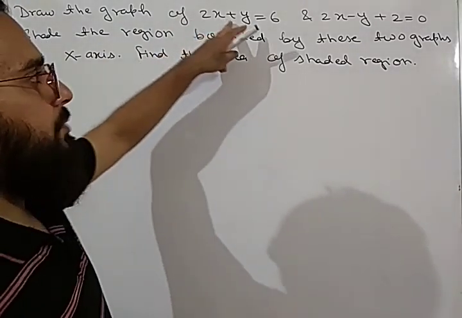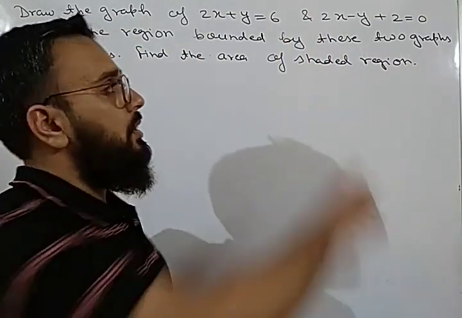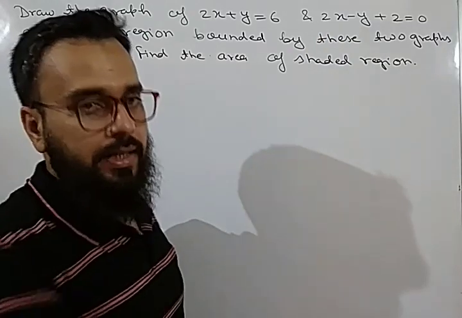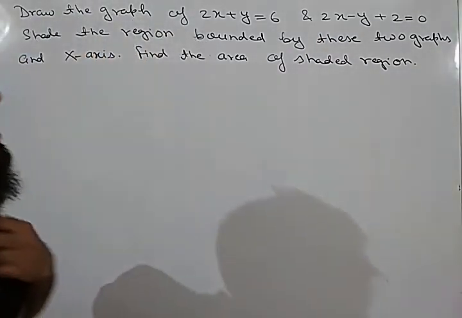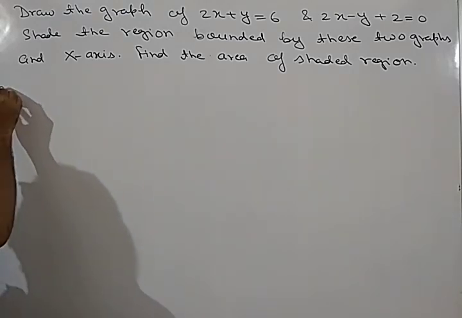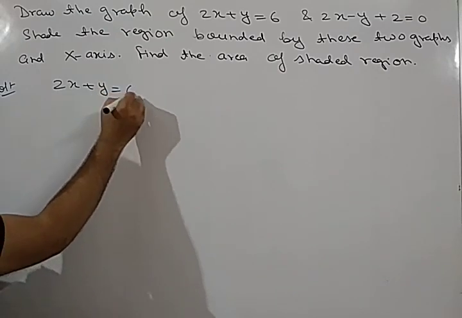So we have to draw the graph of these two equations. Then we have to shade the area between these two graphs and the x-axis, and then find the area of that particular shaded region. So let us start. Our first equation is 2x plus y equal to 6.